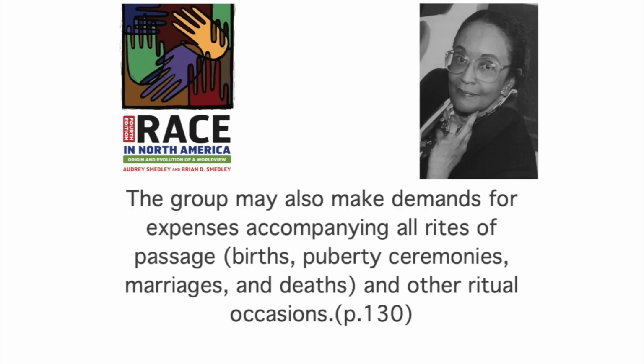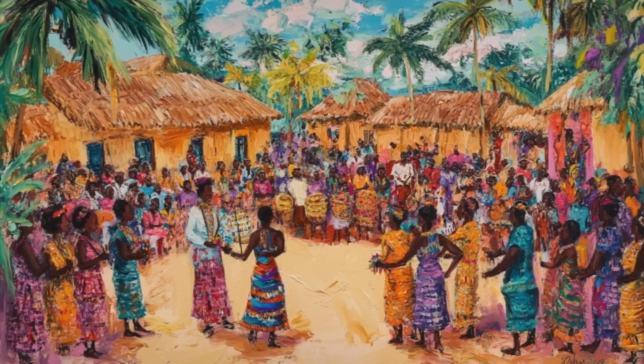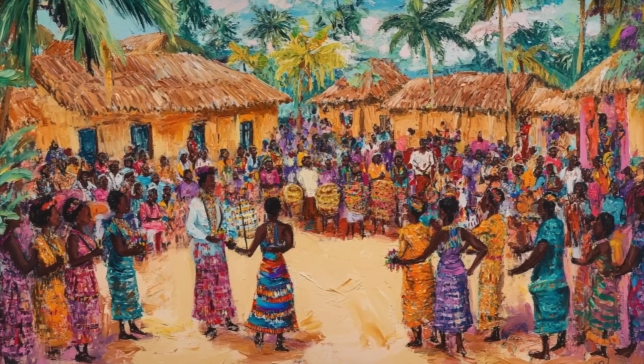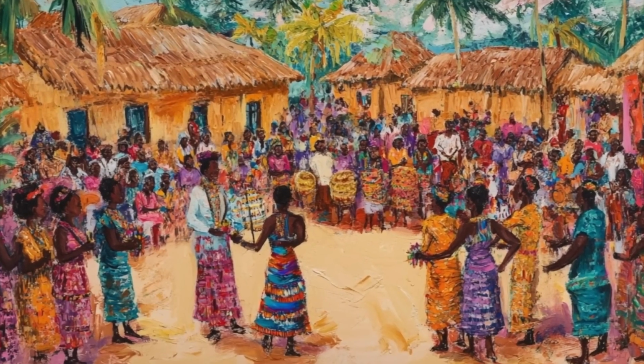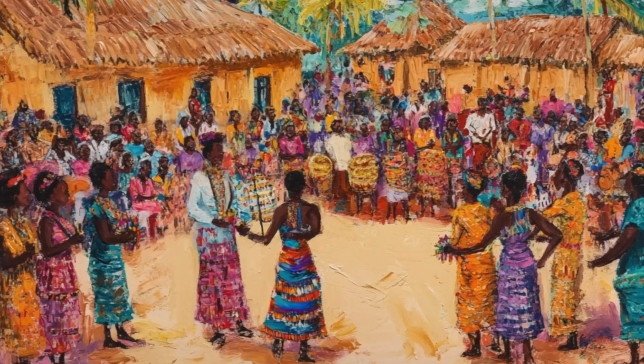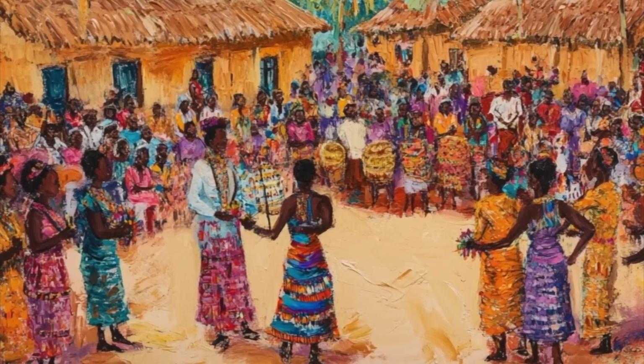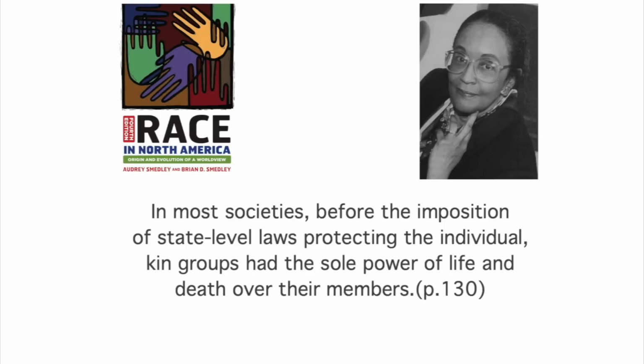other ritual occasions. Some of these rights are exchangeable, as in very local marriages, in which men of one kin group relinquish certain rights over their daughters or sisters, giving away the bride to another kin group. In most societies, before the imposition of state laws protecting the individual, kin groups had the sole power of life and death over their members.